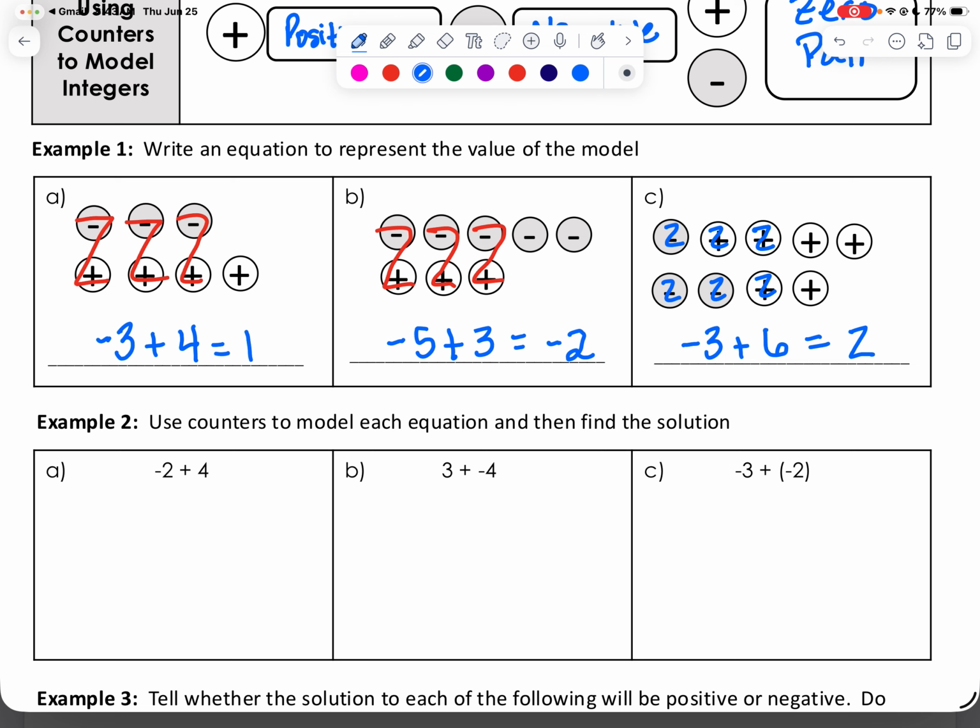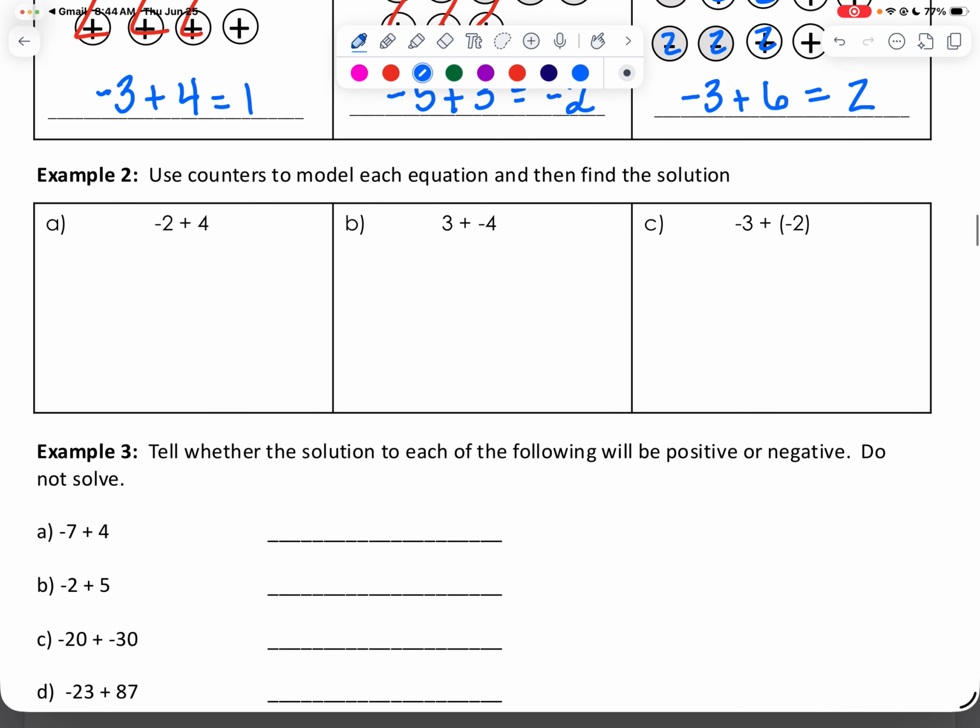Now, notice that our first answer and our last answer were both positives, but our second answer, the one in the middle, B, had a negative answer. I want you to look at the counters and think about why problem A and C had a positive answer. Hopefully you said they had a positive answer because there were more positive counters. In problem B, when we had more negative counters, our answer was negative.